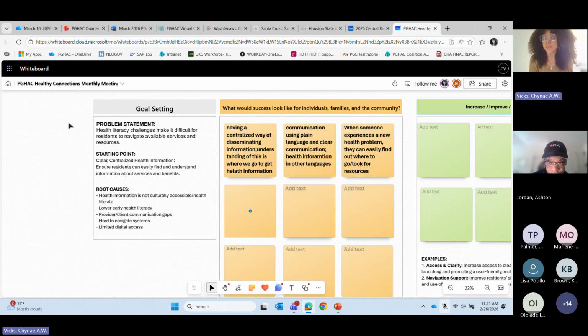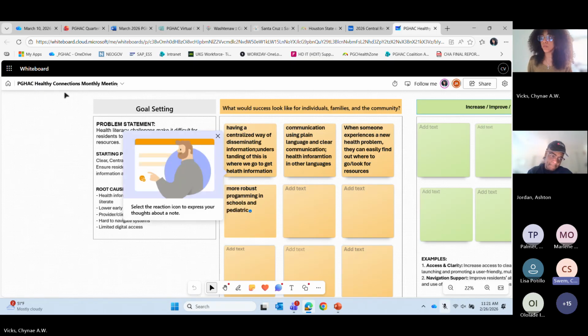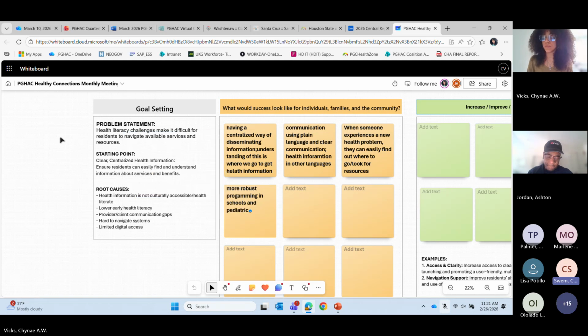Oh, go ahead, Crystal. I was just thinking kind of broadly, and to piggyback off of what Christina suggested, you can easily go find out where to look for resources. If you take it a step back, in 3 years maybe there are more robust programs in schools and pediatricians' offices about health education in general, so that people are more in tune with their health, how to ask questions, how to access care, where to look. Then you take it a step further for families and the community, so everybody has more of an awareness, and possibly it can trickle out to access.